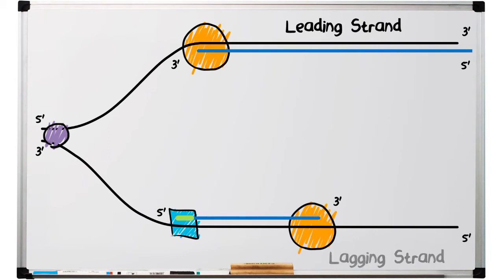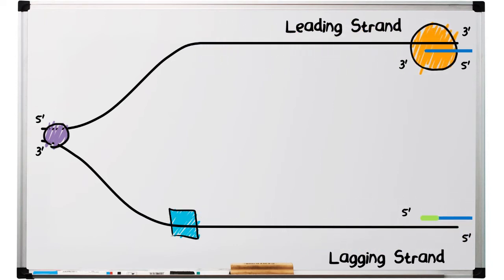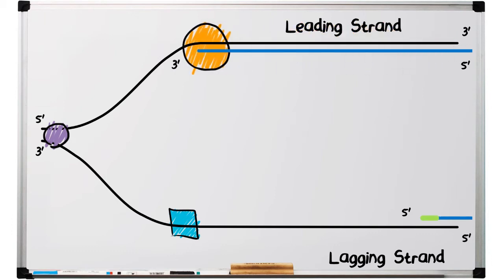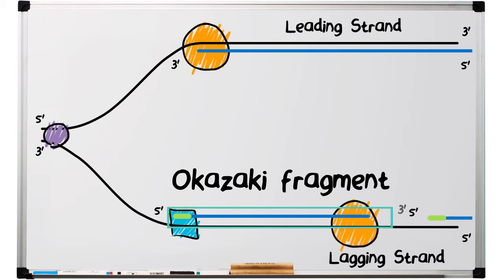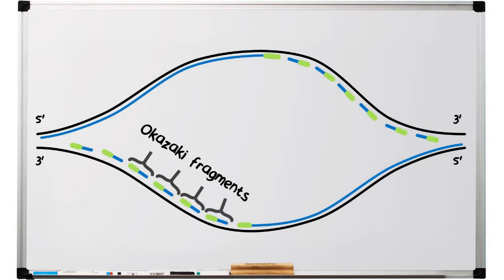The other strand, the lagging strand, cannot be made in this continuous way because it runs in the opposite direction. The DNA polymerase can therefore only make this strand in a series of small chunks called Okazaki fragments. Each fragment is started with an RNA primer.